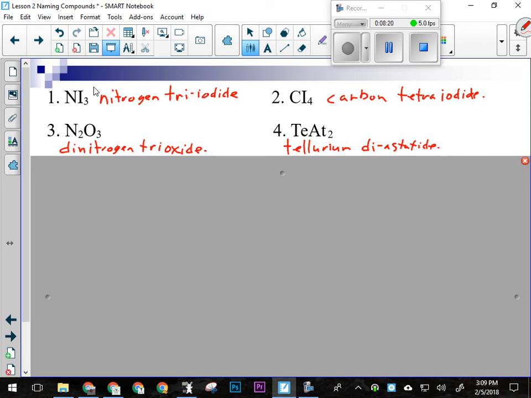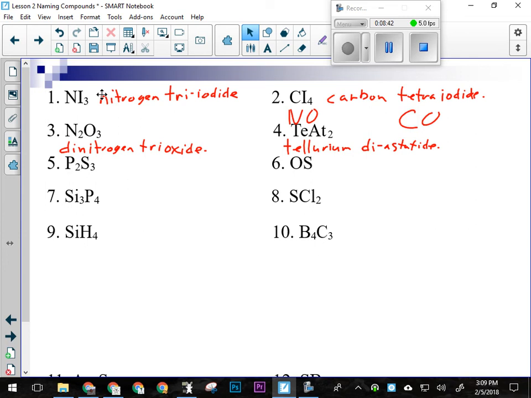Okay, questions on the first 4? When would you ever use mono? Only on the second one. So if this was, let's say, NO, then it would be nitrogen monoxide, right? Or if it's CO, carbon monoxide. All right. Try the rest of those.